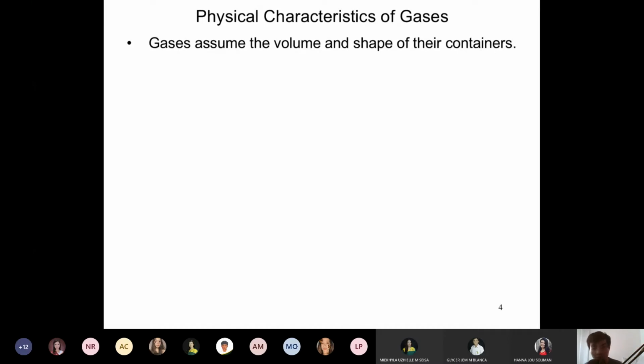It could be cube, kunwari nasa room ko ngayon, yung gases dito, naka-shape siya as cube, kasi cube tong room ko. For example, lagay mo siya sa water bottle, the shape of the gases there will look like water bottle as well. So gases assume the volume and the shape of their containers. So they spread out to maximize the entirety of the container. Kumakalat siya. So yun, they spread out in the process called diffusion. So yun, so kumakalat.